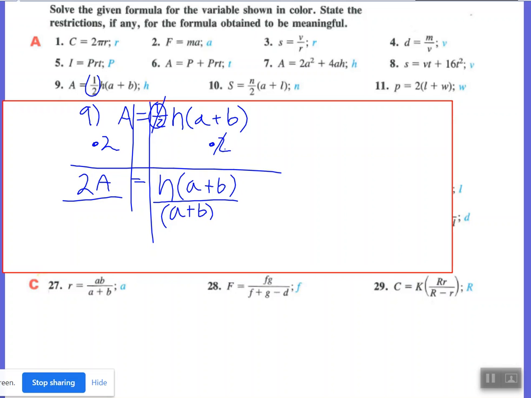You can multiply and divide anything you want to one side of the equal sign as long as you multiply or divide by the exact same thing on the other side. All right? A plus b divided by a plus b just cancels out because that's 1. Anything divided by itself is 1. And so we get 2 big A times big A over small a plus b is equal to h.